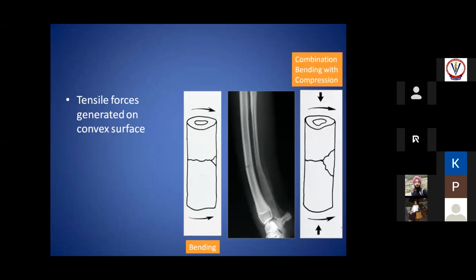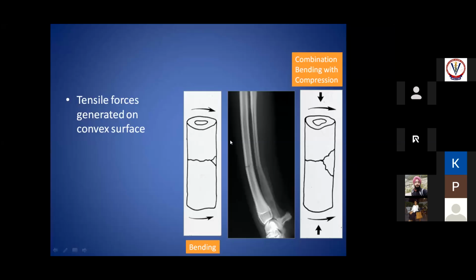Now the other force is tensile force, and tension forces are generated on the convex surface. Every bone will have two surfaces: one is a convex surface, the other is a concave surface. Concave surface is a compressive surface. Convex surface is a tension surface. So they are usually generated on the convex surface.